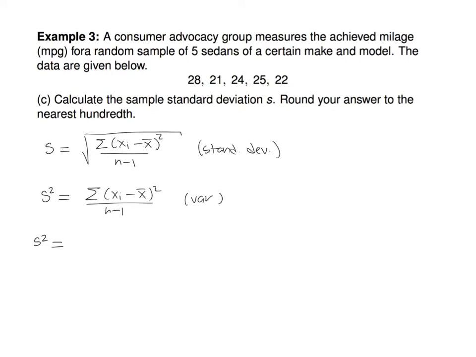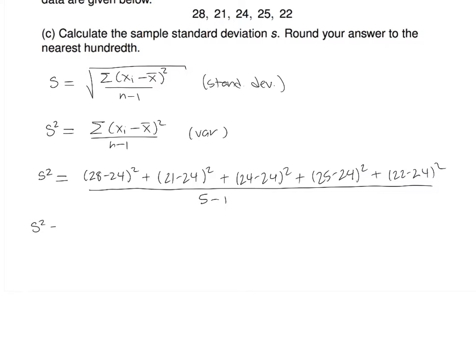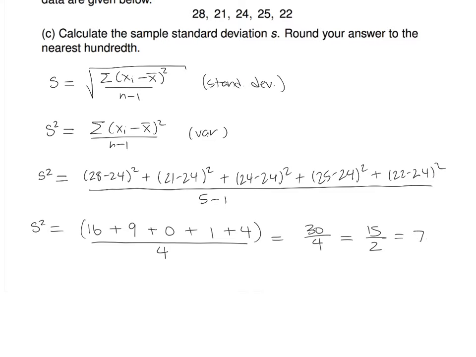So this will be 28 minus 24 squared plus 21 minus 24 squared plus 24 minus 24 squared plus 25 minus 24 squared plus 22 minus 24 squared, all divided by 5 minus 1. Okay, so s squared, well, 28 minus 24 is 4. 4 squared is 16. 21 minus 24 is negative 3, but you square that and it becomes positive 9. Plus 0, plus 1, plus 4. All of that divided by 4. That gives us 30 over 4, which is the same thing as 15 divided by 2, or 7.5.